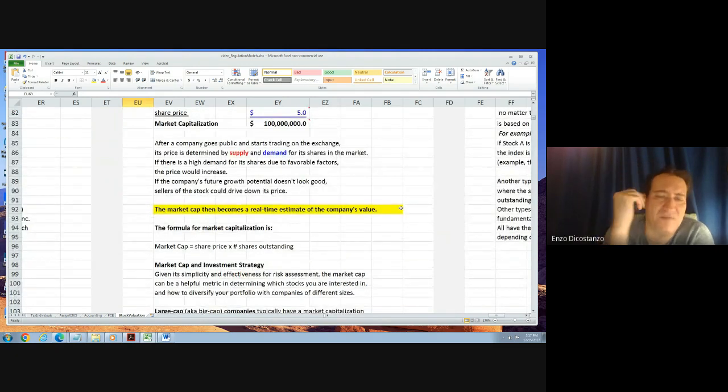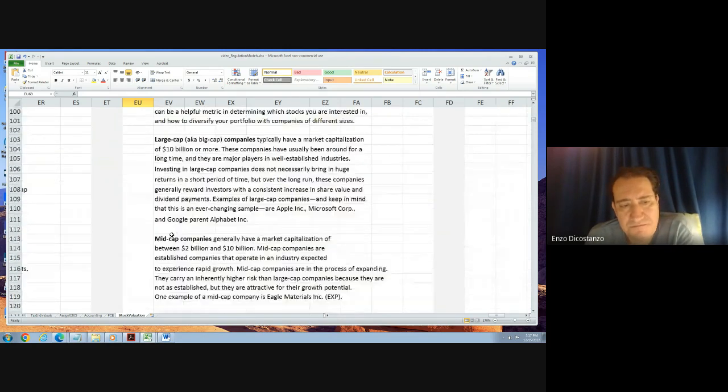It says a company goes public, starts trading, and the price is determined by supply and demand for the shares in the market. There's a high demand for the shares due to favorable factors. As the price increases, if the company's future growth potential doesn't look good, the sellers of the stock could drive the price down. So the market cap then becomes real-time estimates of the company's value. The formula for the market capitalization is as follows. Okay, so there's the formula right there.